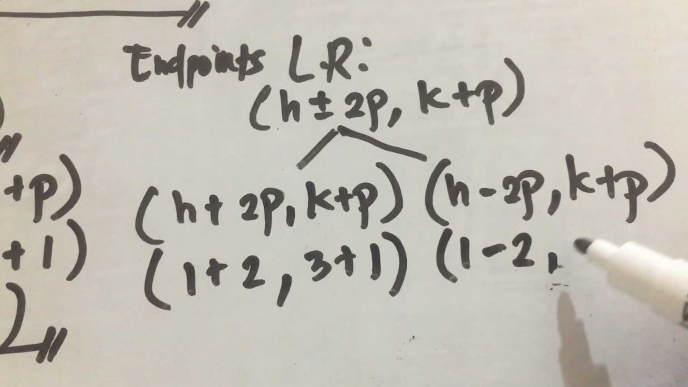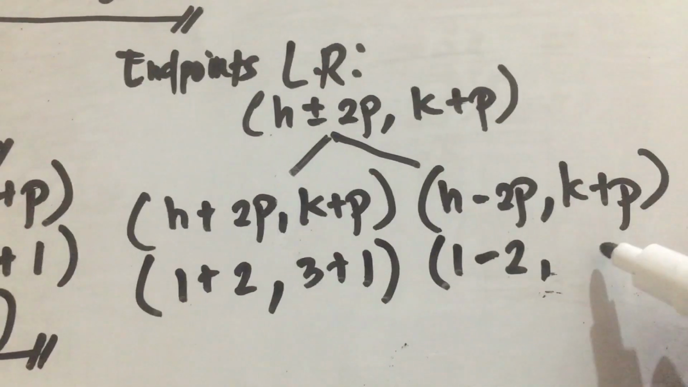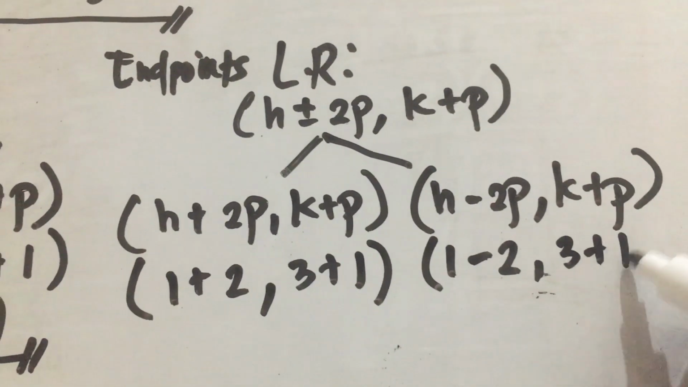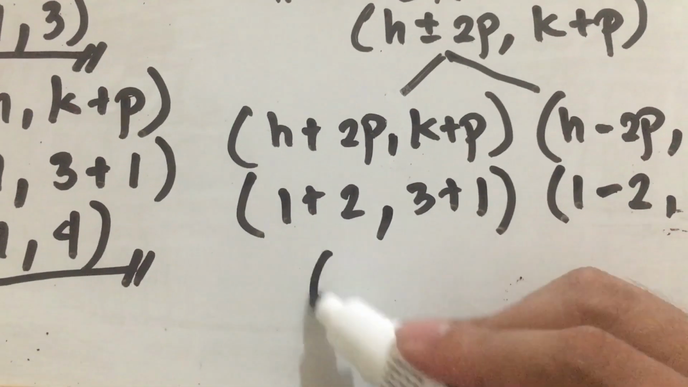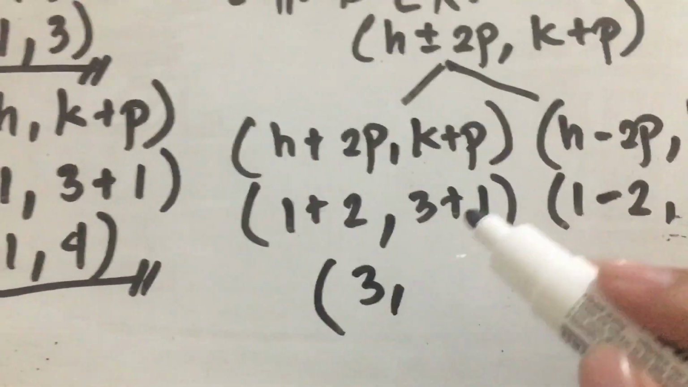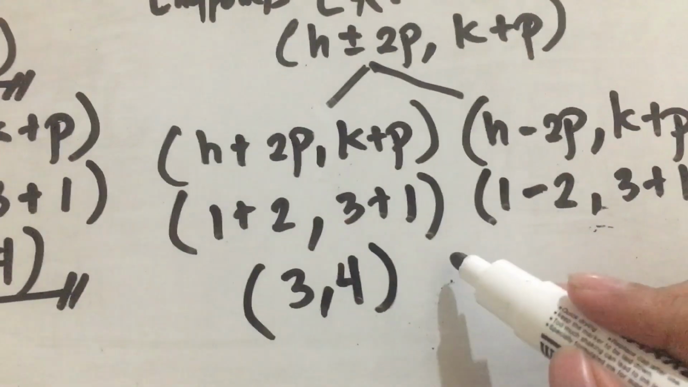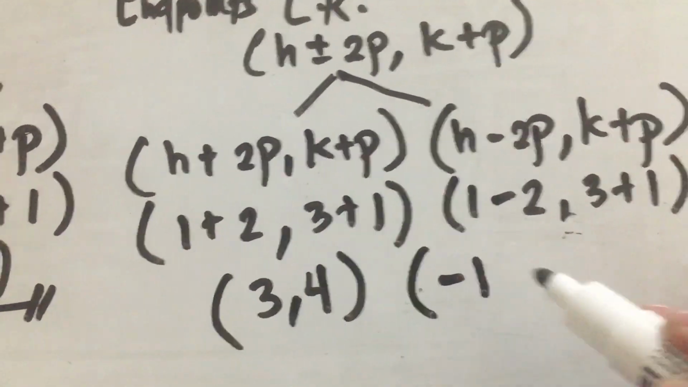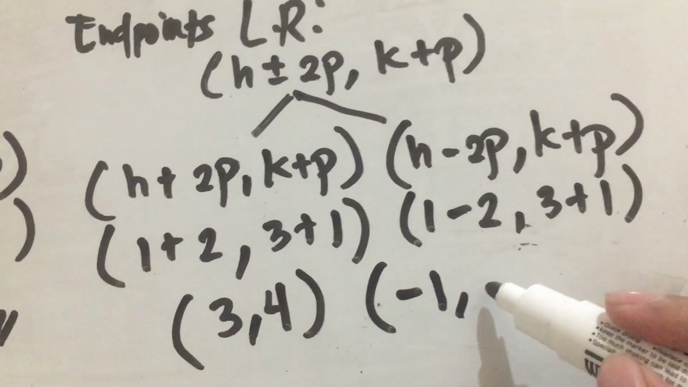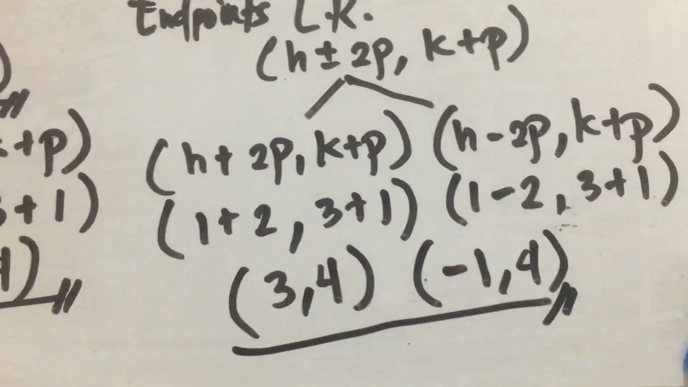I hope I'm not too fast. Again, your k is 3 and your p is 1. So let's simplify. 1 plus 2 is equal to 3, and 3 plus 1 is equal to 4. So one of the endpoints is (3, 4), while for the other endpoint, 1 minus 2 is equal to negative 1, and 3 plus 1 is equal to 4. So these are the endpoints of the latus rectum.